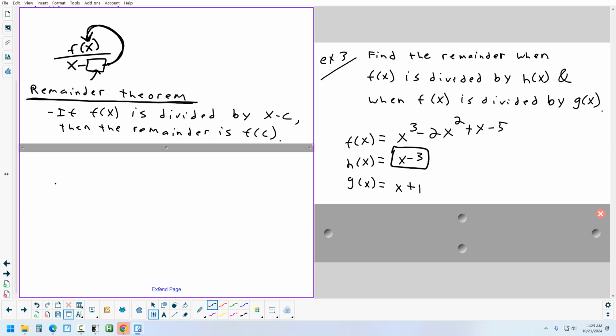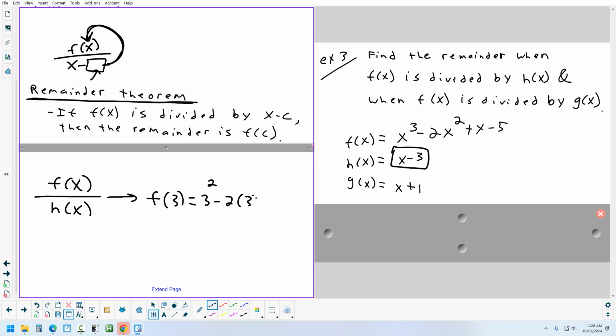So let's start with f of x divided by h of x. I'm going to find the remainder. First thing is, what is the number that's after the minus sign? 3. And what am I going to plug that 3 into? X in which equation? F of x. So we're going to find f of 3, and that's your remainder.